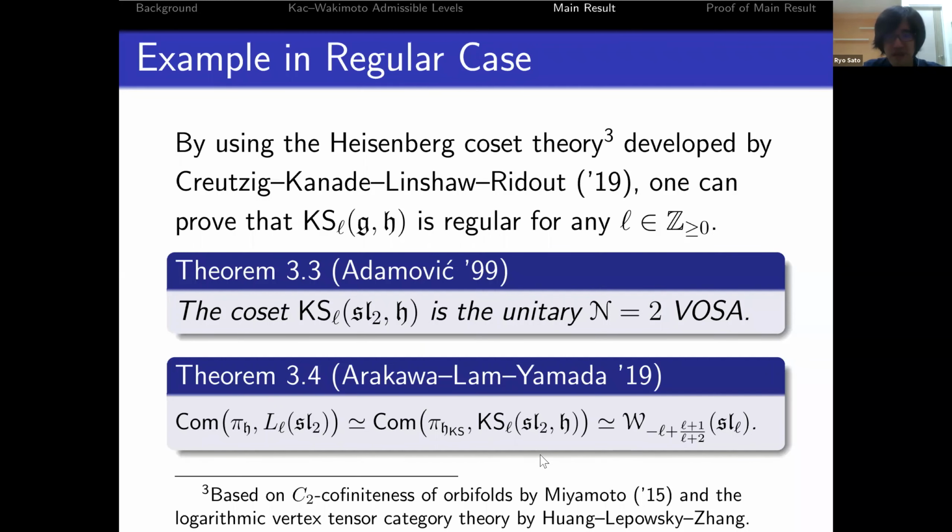Kazama-Suzuki coset VOSAs, both of them are certain simple current extensions of the tensor product of the principal W-algebra with the Heisenberg vertex operator algebra. Okay. So this is a regular case, but we are interested in non-regular cases.